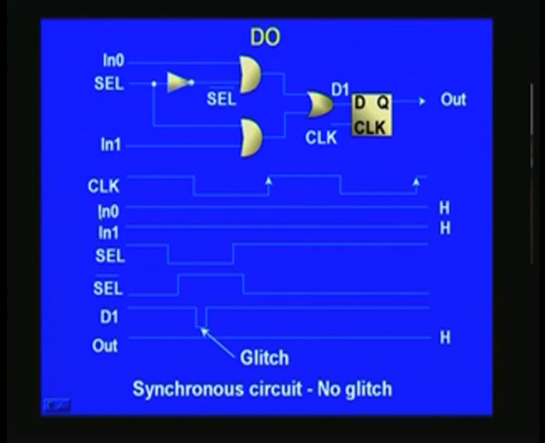Now let us consider a case wherein in 0 and in 1 both inputs are high. So in such a case, what will happen to this circuit? Let us have a look. Let us say the select goes from high to low, as in this case, and naturally after an inverter this select bar will be the inverse of that.